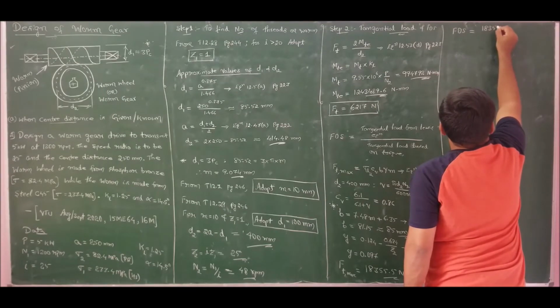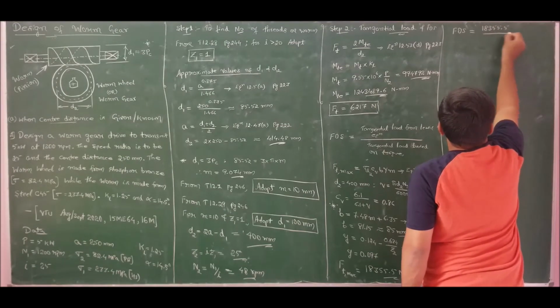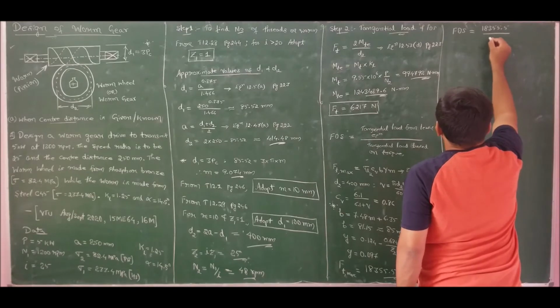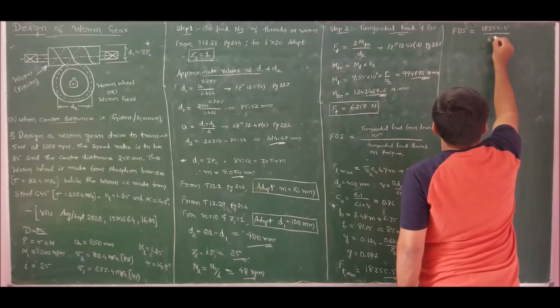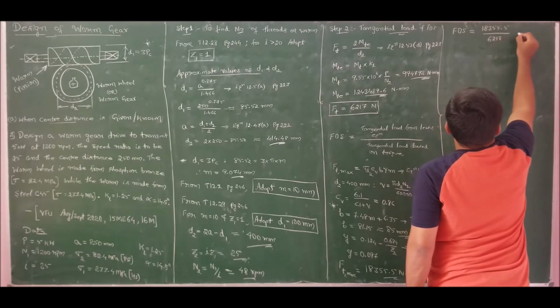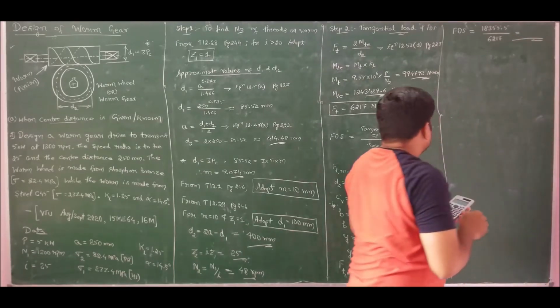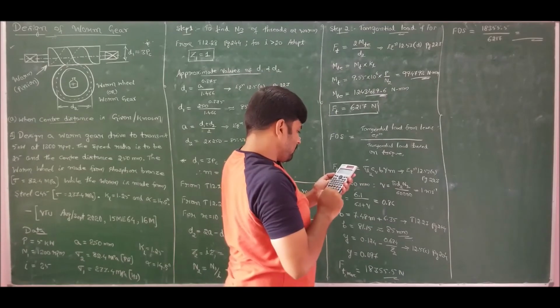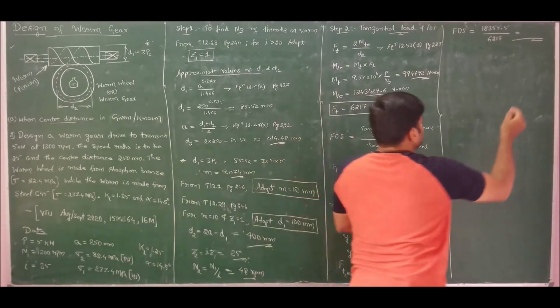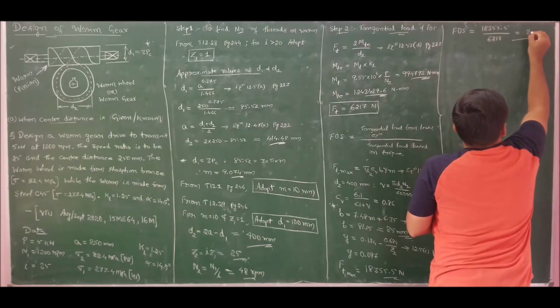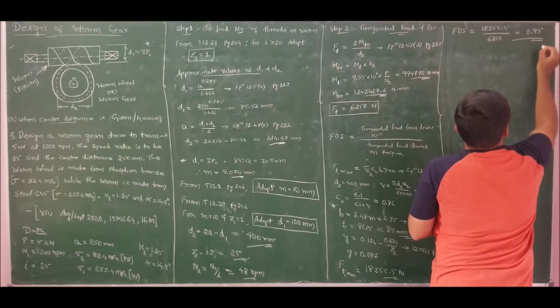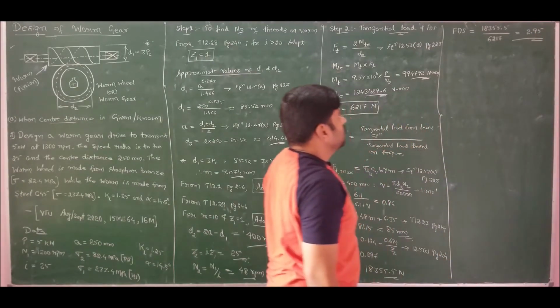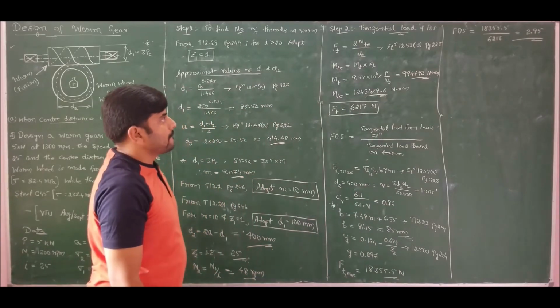So the factor of safety for this problem, FOS, is FT max from the Lewis beam strength equation, 18,355.5, divided by the actual tangential load transmitted, that is 6217. So FOS for this problem is turning out to be 2.95. 2.95 is the factor of safety for this problem.